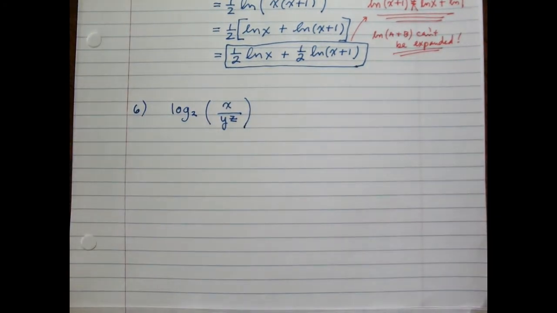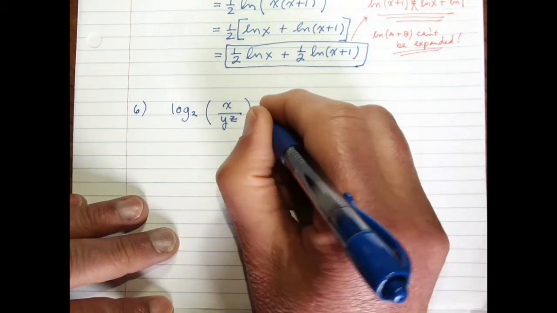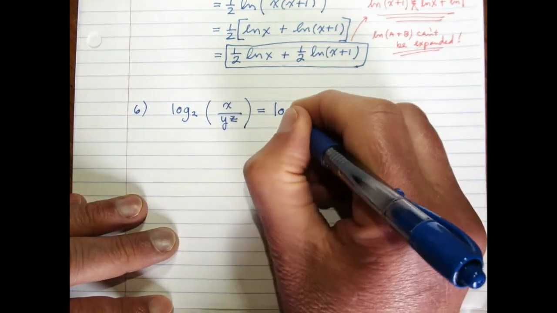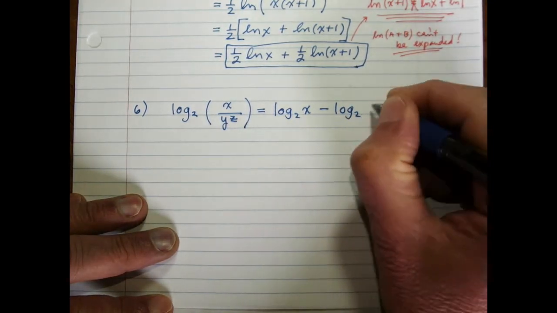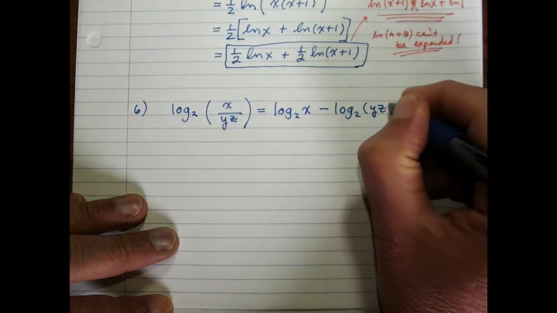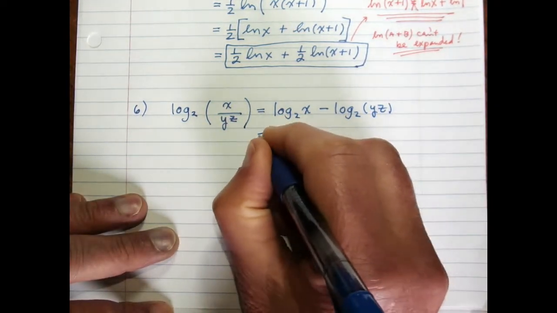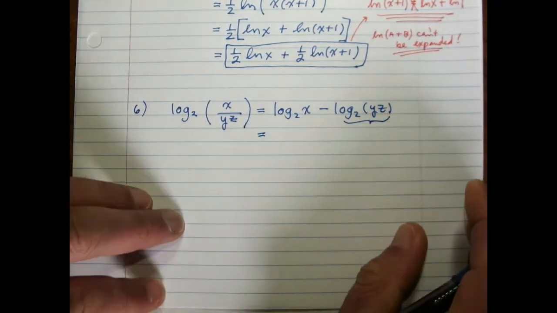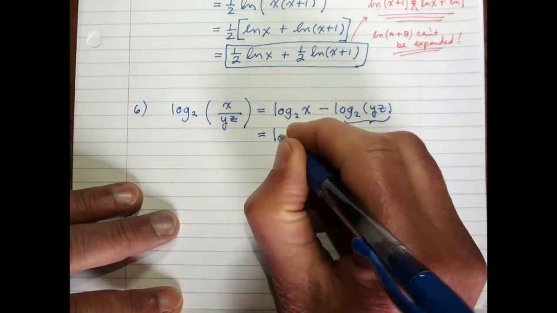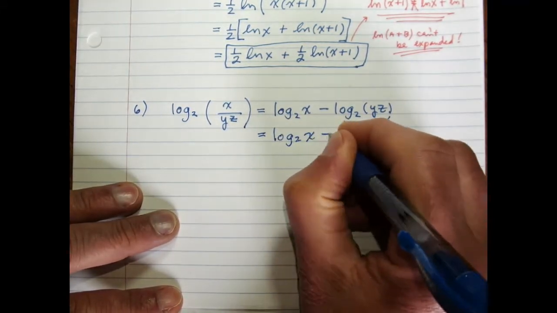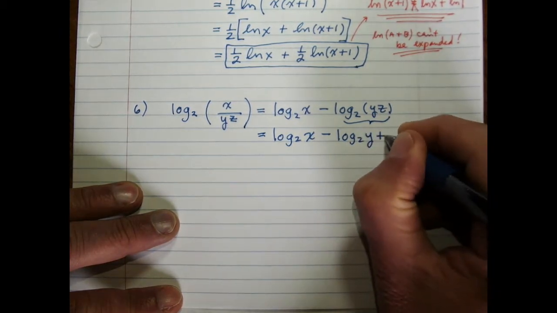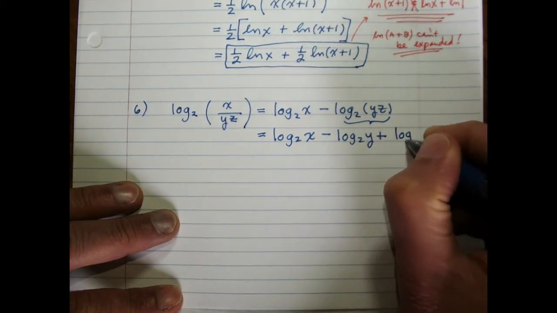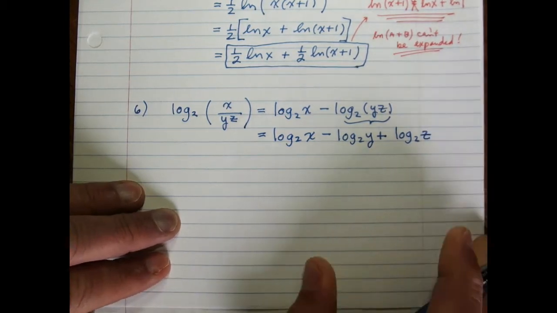Let's look at number 6 now. It looks like we have log of a quotient again. So this is log base 2 of the numerator minus log base 2 of the denominator, which is yz. And now I have a product in that denominator. So I have log base 2 of x minus log base 2 of y plus log base 2 of z.